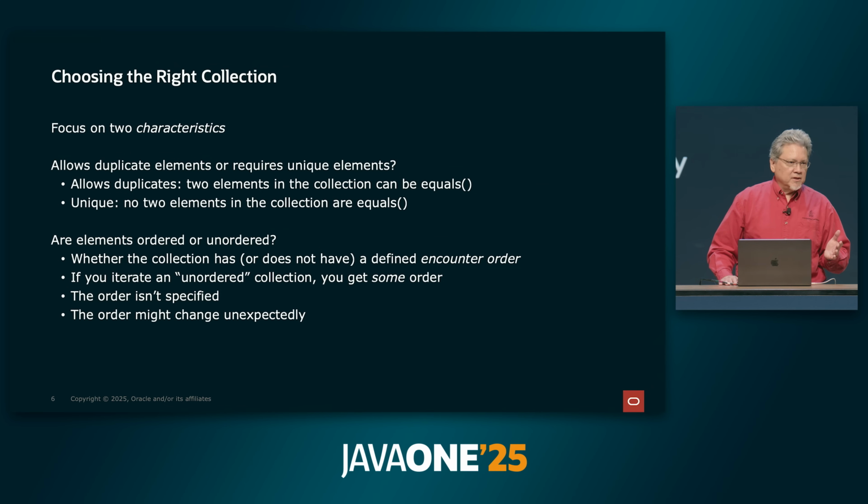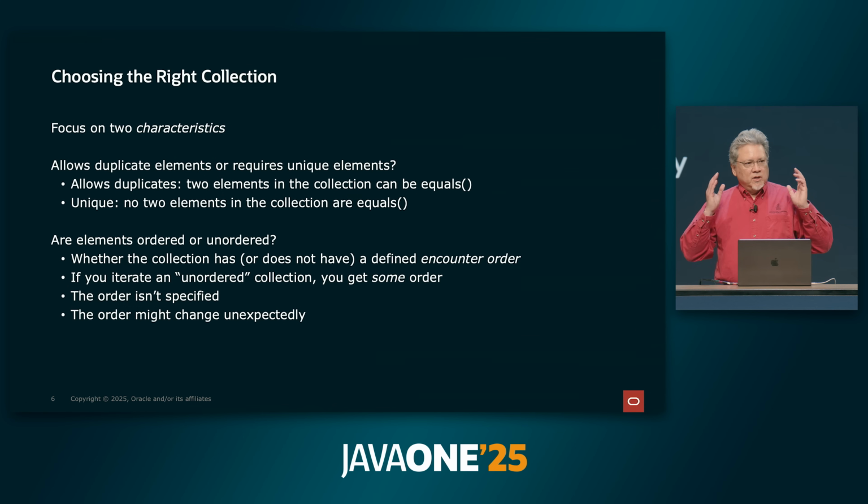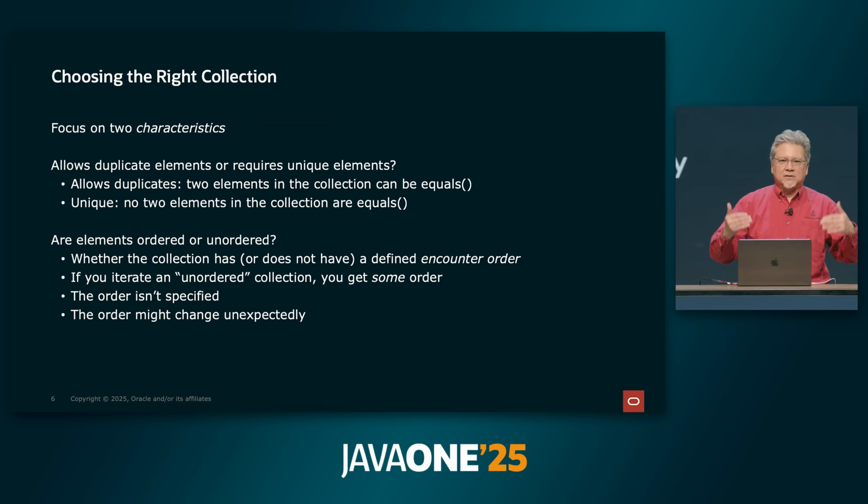On the other hand, there are some collections like list where you put the elements in, and you expect them to stay where they are because they have an ordering. And so that's this semantic notion I'm trying to bring out here: does this collection or this collection type, like list or set, have a sense of a defined encounter order?